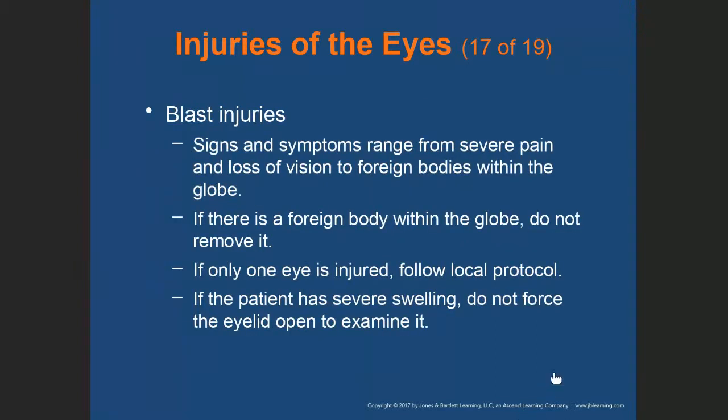For blast injuries, signs and symptoms range from severe pain and loss of vision to foreign bodies within the globe. If there is a foreign body within the globe, do not remove it. If only one eye is injured, follow local protocol. If the patient has severe swelling, do not force the eyelid open to examine it.